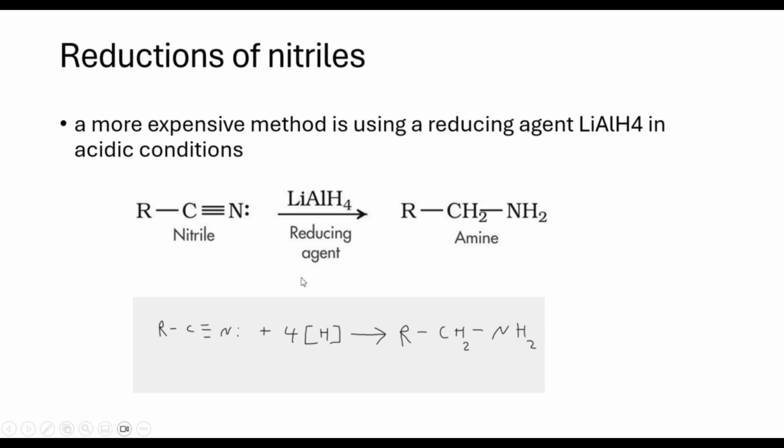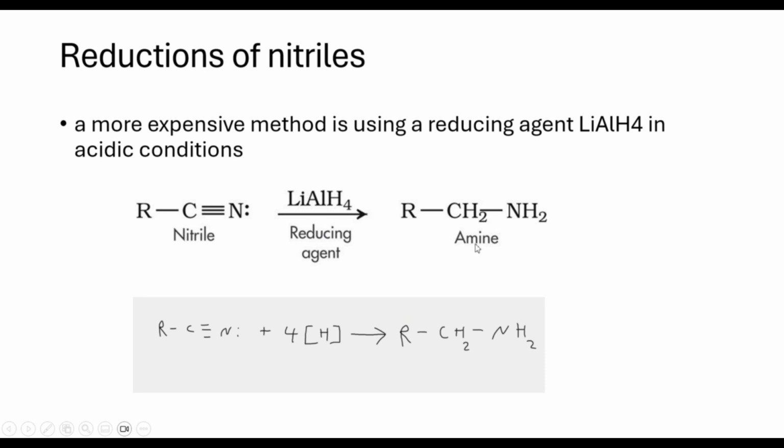You can also rewrite this in a slightly different way. You can write the nitrile plus 4 times H in brackets. H in brackets means a reducing agent, the same way O in brackets means oxidizing agent. So it's the same thing, nitrile plus reducing agent making an amine.